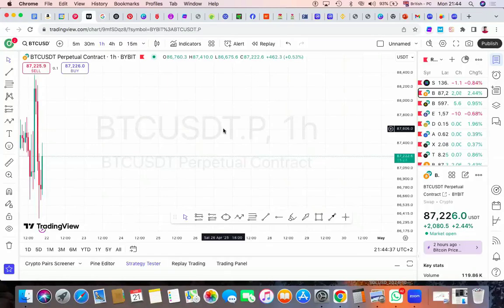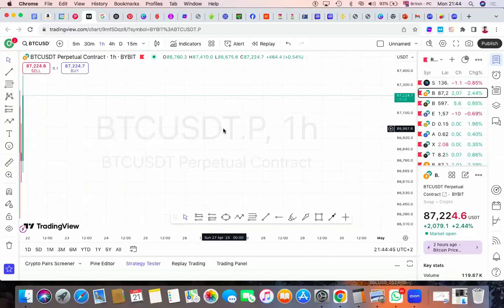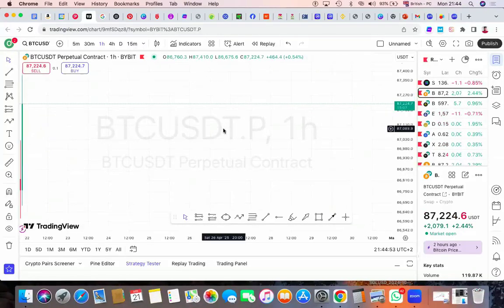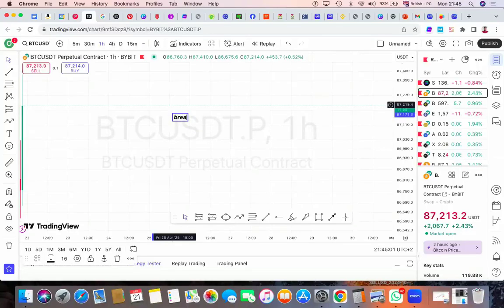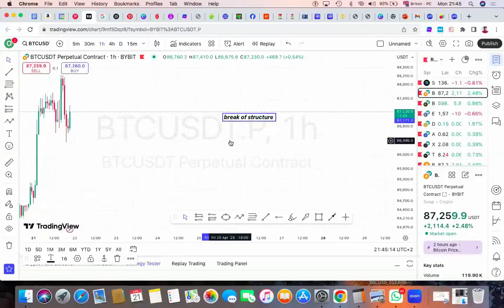Market structure, that was the topic for last week. So today we are talking about break of structure. Last week, in the last session, we talked about market structure and we defined it and gave an example of how you can draw your market structure. So basically, today we're talking about break of structure.